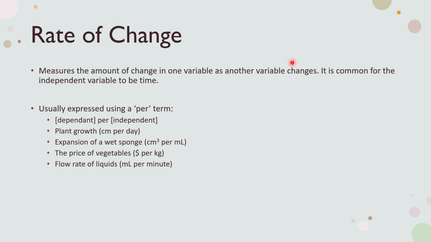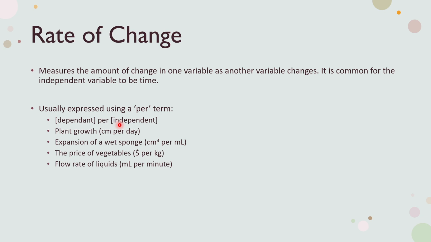We know that we have an independent variable and we have a dependent variable. Independent being the one that within the scope of an experiment is chosen to be changed. The dependent variable is the measured result of that change. When we have a rate of change, we're looking at comparing those two variables and seeing how one changes the other. A lot of the time, the independent variable in a rate of change is going to be time itself. We usually express rates of change using per terminology, so it's always the dependent variable per independent variable.